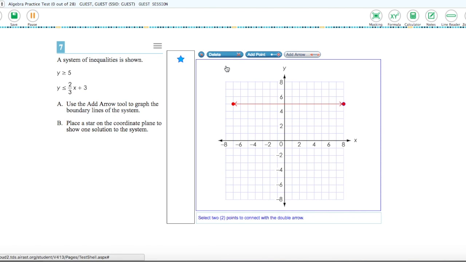I might actually close this out. Our 2/3 x plus 3. I know that this is in y equals mx plus b form, so 3 is my y-intercept. So I'm going to place a point at 3. And we know that we go up 2 over 3. So 1, 2, 1, 2, 3.